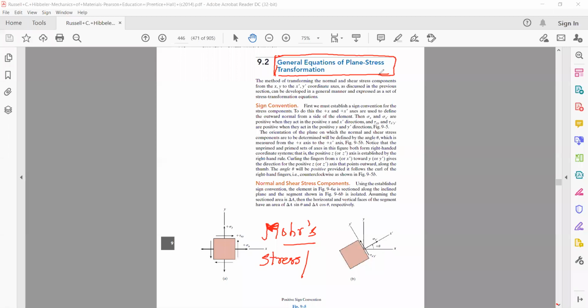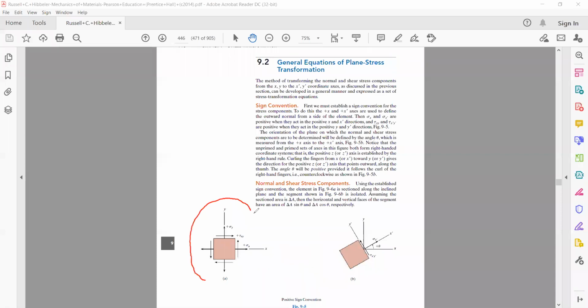Okay, so first of all, the chapter starts with a given state of stress. Let's suppose we have a two-dimensional state of stress: we have stress acting along the x-axis, stress acting along the y-axis, and on this element we have shear stresses acting as well. So we have the normal stress acting along the x-axis, the normal stress acting along the y-axis, and the shear stresses acting on the plane.